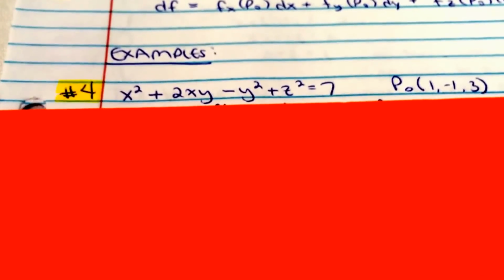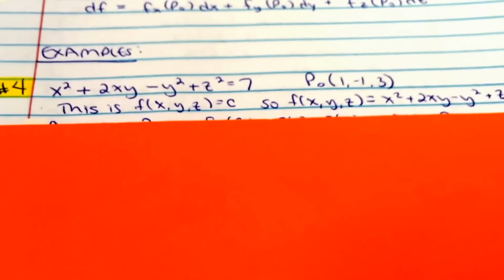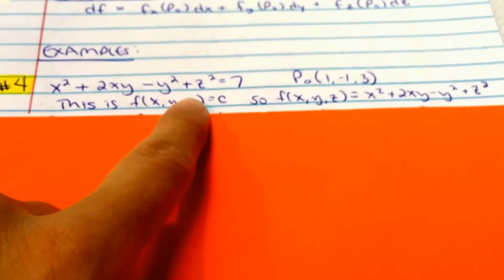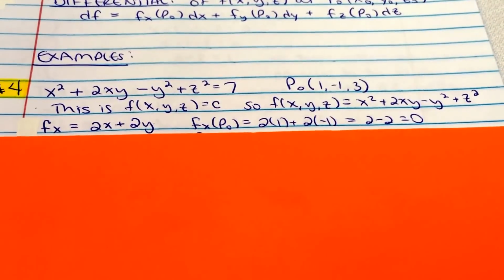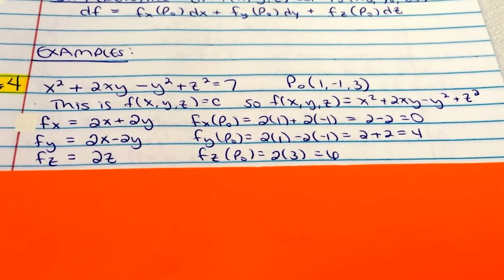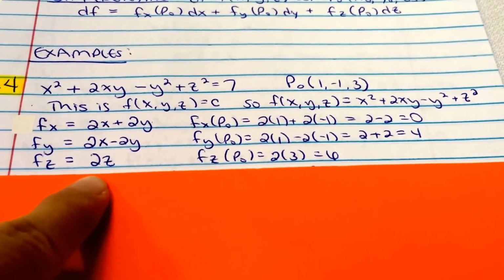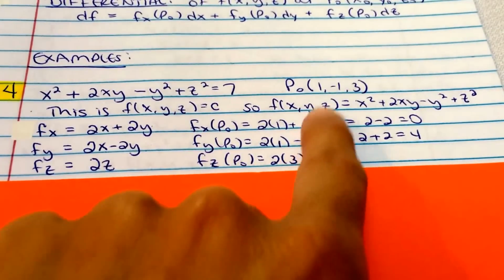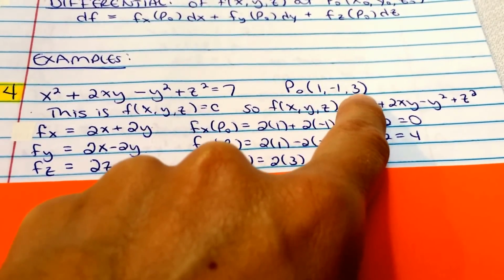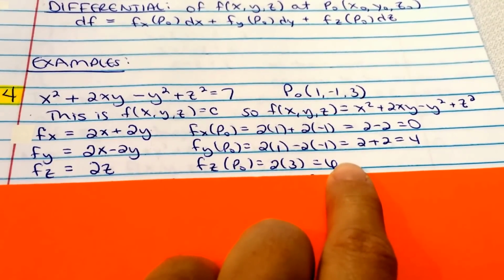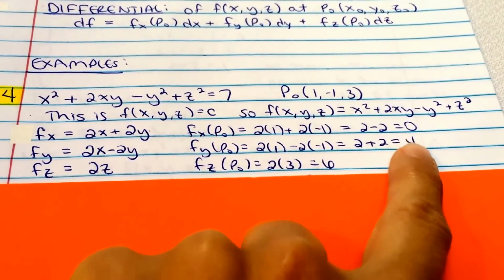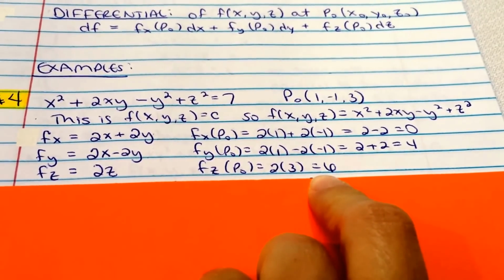So notice here, this is a function of x, y, and z equal to a constant. So we're going to use that first formula. And so the stuff that's equal to the constant, that would be the f of x, y, z. So f of x, y, z is all that stuff on the left. So we're going to start by finding the partial derivatives and their corresponding values at the point. So this would be the partial derivatives, and then we're plugging in the point P naught, which is 1 for x, negative 1 for y, 3 for z. So find the partial derivatives, plug in, and then you're getting these as numbers. So f sub x is 0, f sub y is 4, f sub z is 6.